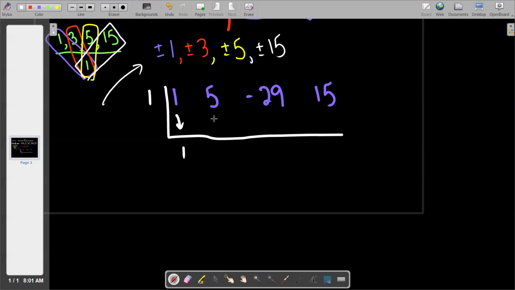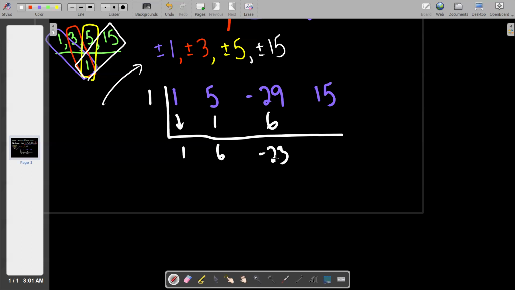So drop the 1. 1 times 1 is 1. 5 plus 1 is 6. 1 times 6 is 6. Negative 29 plus 6 is negative 23. And you could stop. You can stop at any point when intellectually you make the observation that it ain't going to work. And I think you would agree that we could stop. If you're pretty good with numbers, you could have probably stopped a little bit before this.